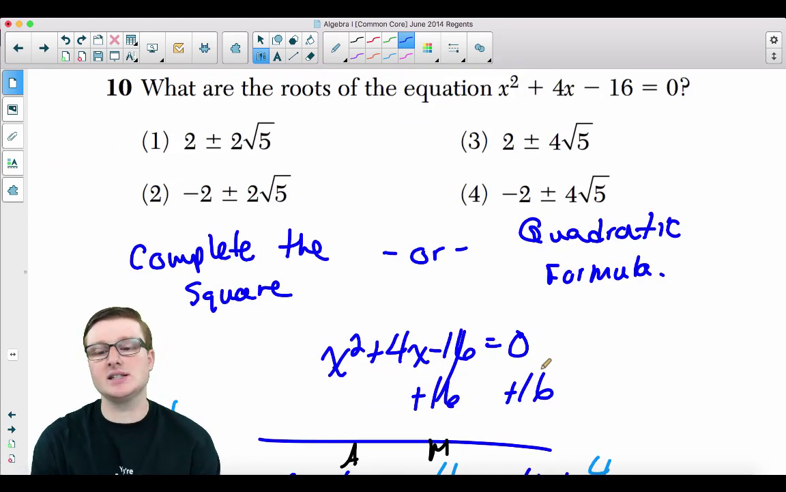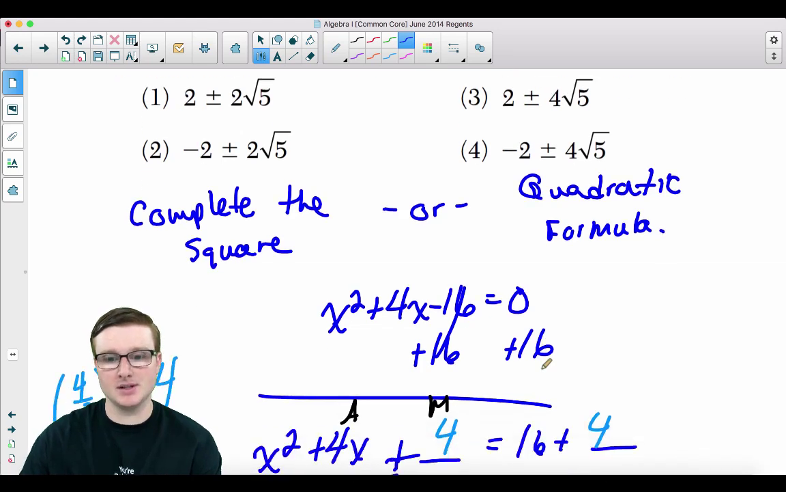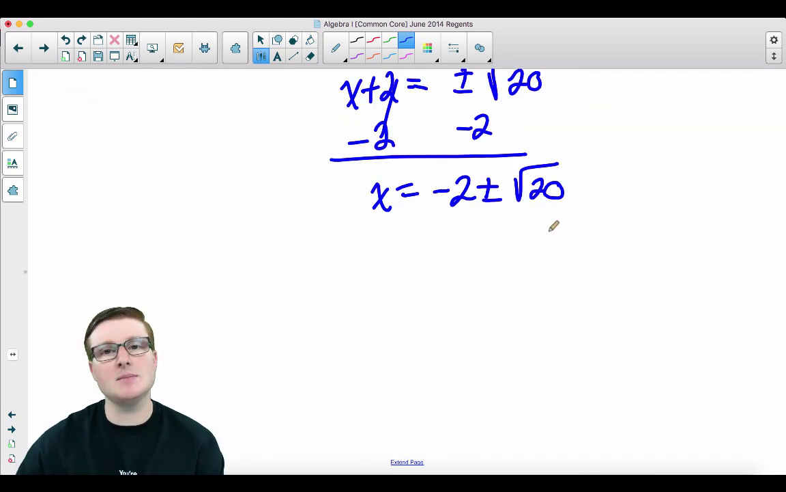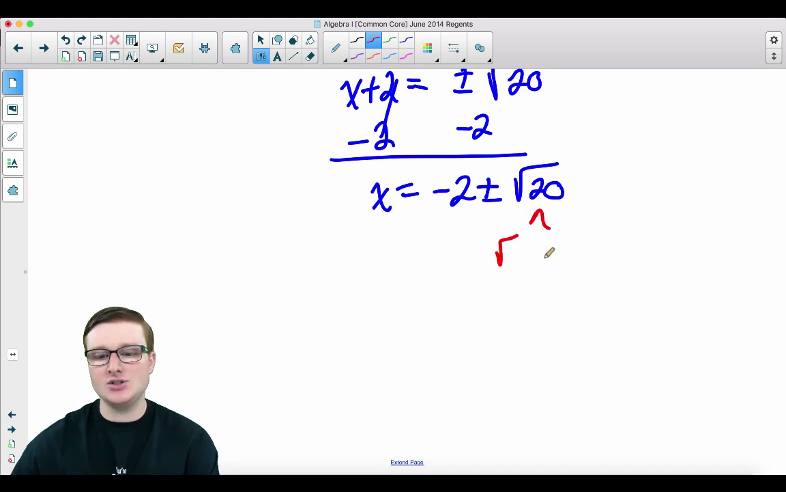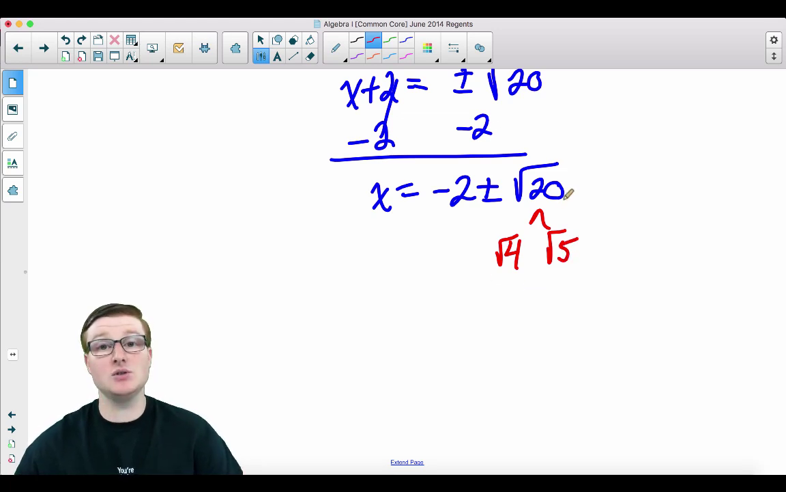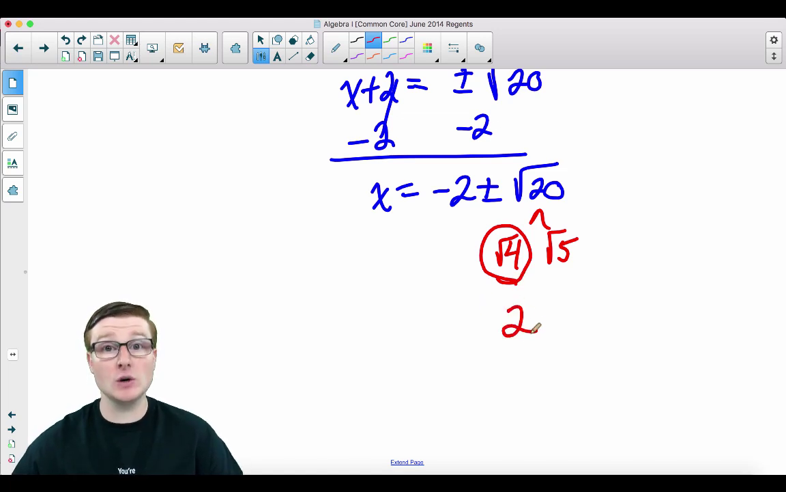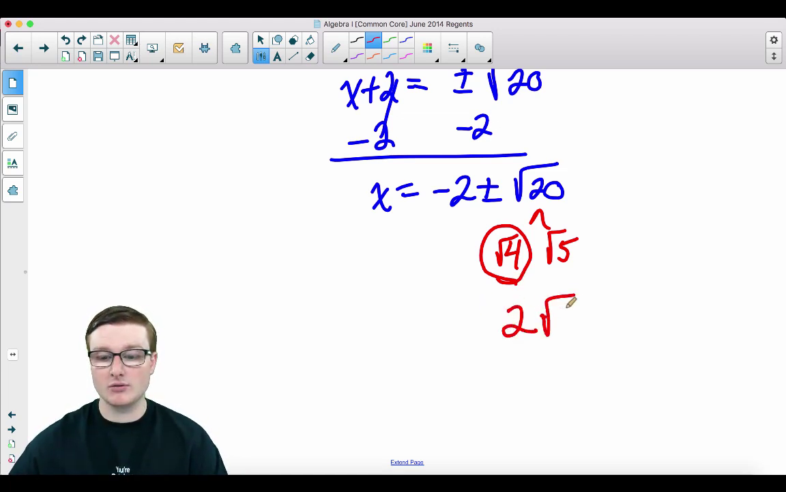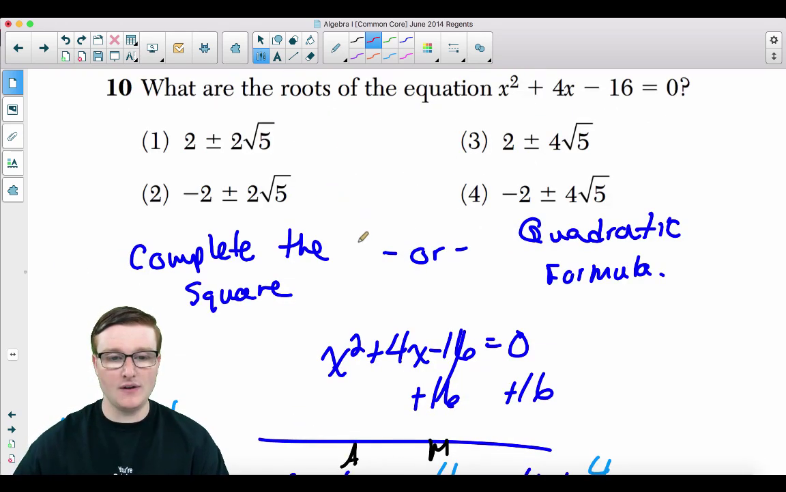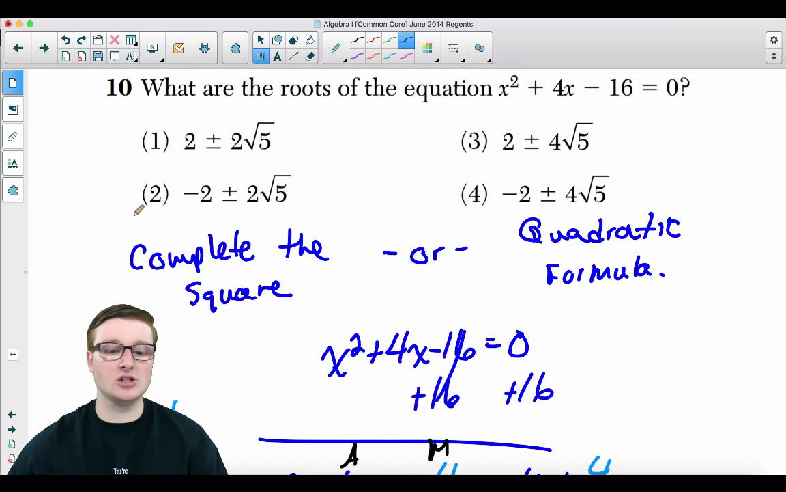Now, if you look at your answer choices, all of these are called simplified answers, or simplest form. That radical 20 can be simplified. Radical 20 can be simplified into radical 4 and radical 5, because 4 times 5 gives you the value of 20, and the square root of 4 can be simplified into the number 2, because the square root of 4 is 2, with a radical 5. So that's your solution, negative 2 plus minus 2 radical 5. So your answer is going to be choice 2.